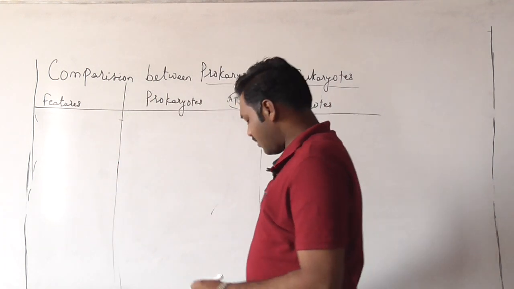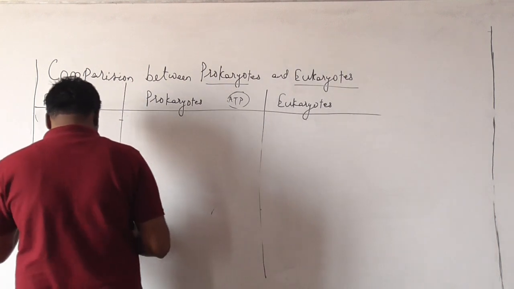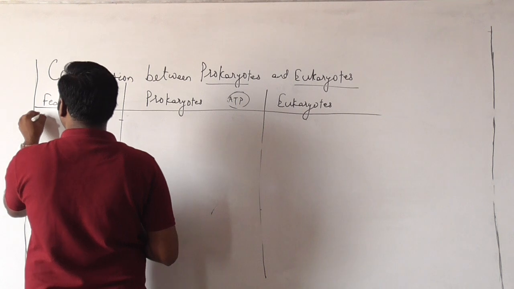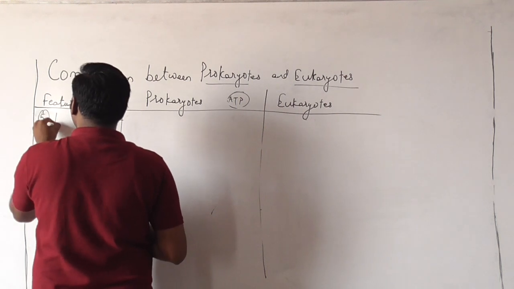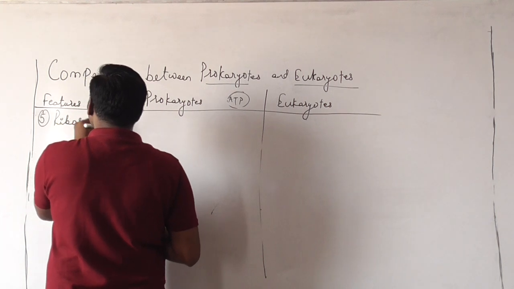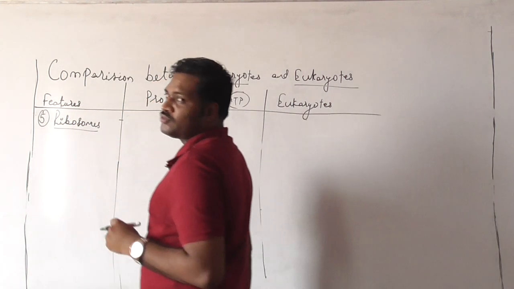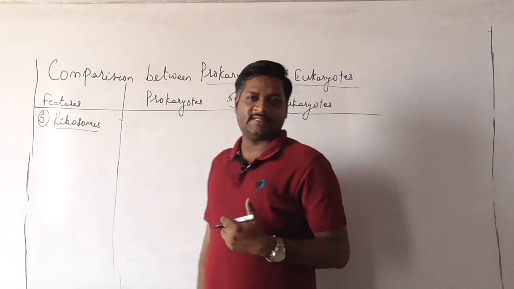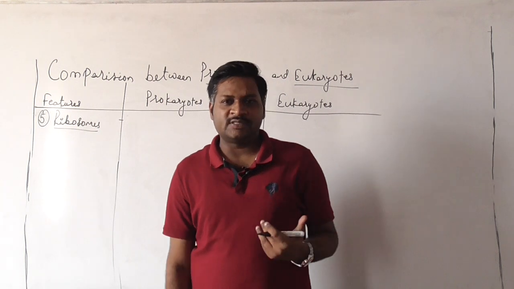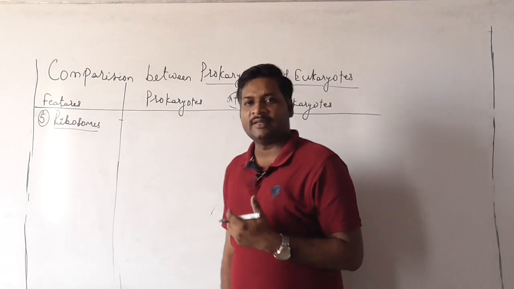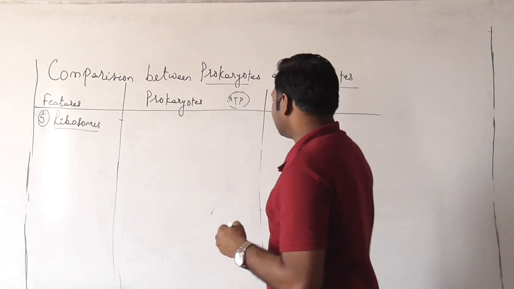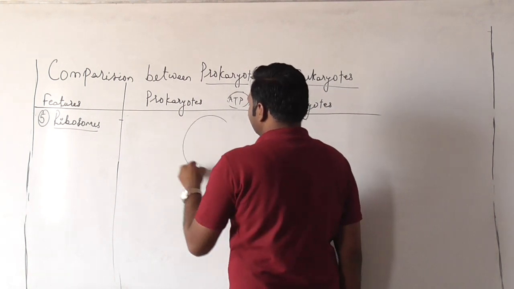Okay, now the next feature that we are going to discuss is ribosomes. They are also referred to as protein factories or the polysomes. Basically, they are involved in the process of protein synthesis. So ribosomes, where are they synthesized? Generally, they are synthesized in the nucleoli.